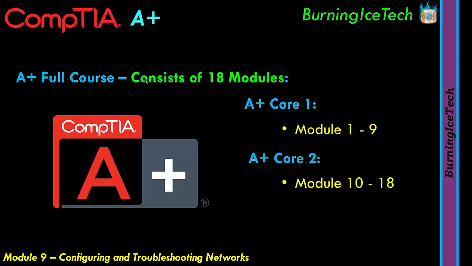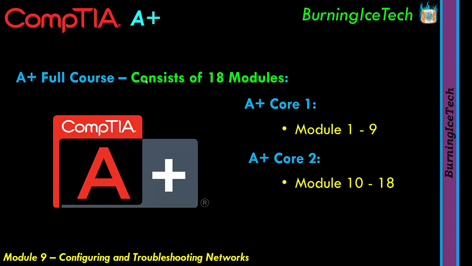Now I'm sure you already know by now that CompTIA's A+ course consists of 18 modules and it consists of Core 1 and Core 2. So in other words, it's divided into two. Core 1 goes all the way from Module 1 to Module 9. So in other words, today we're actually covering the last module of Core 1. And then Module 10 will be the first module of Core 2, which is going to go all the way to Module 18.